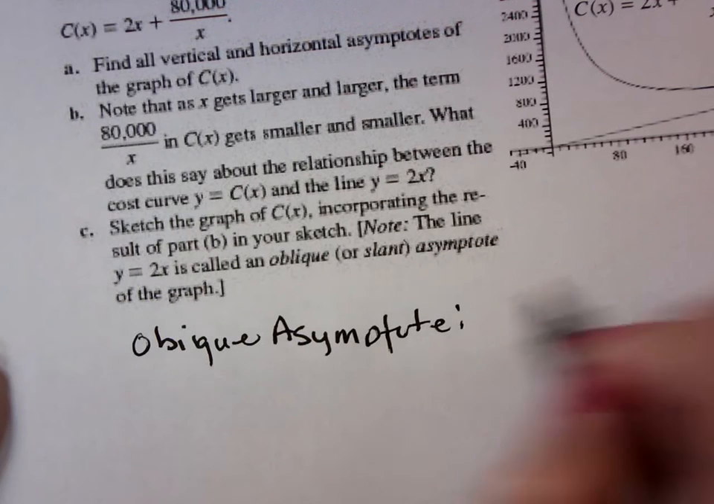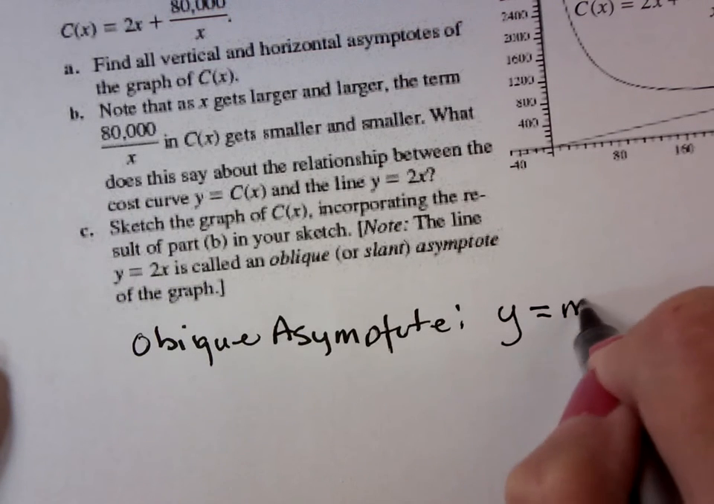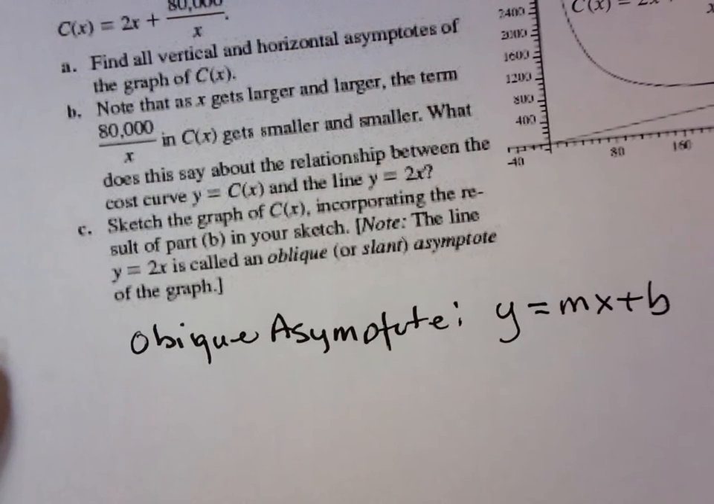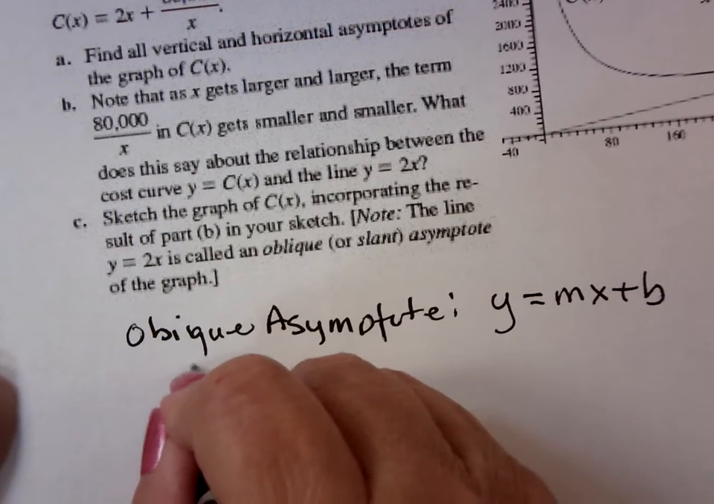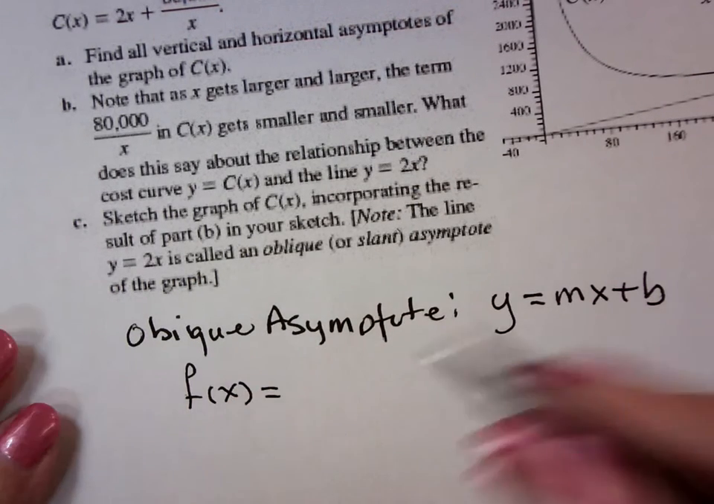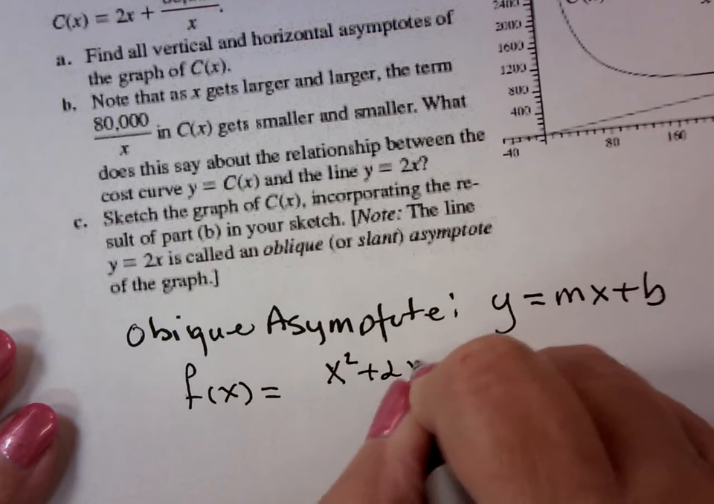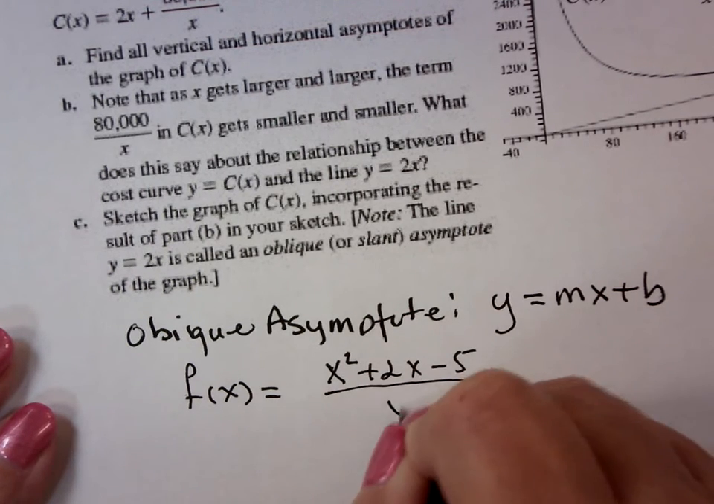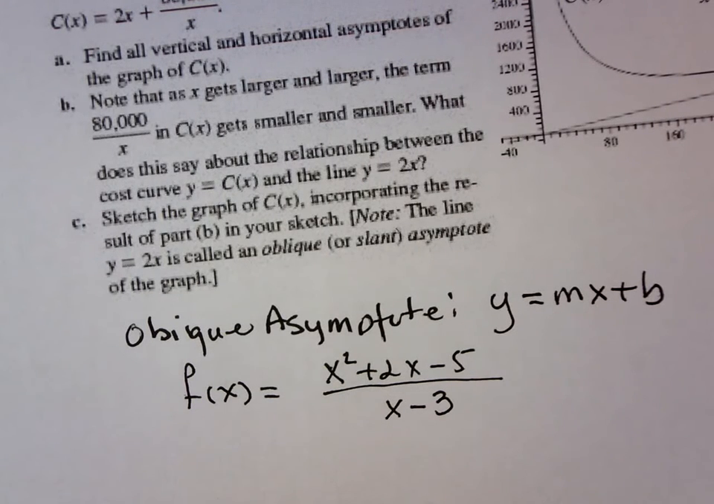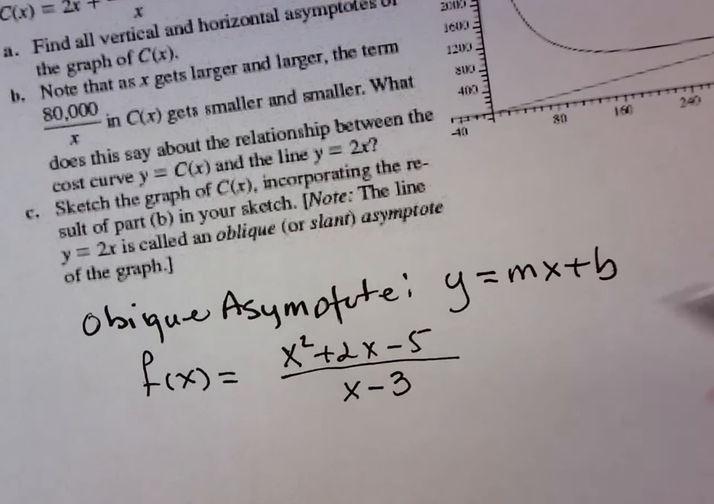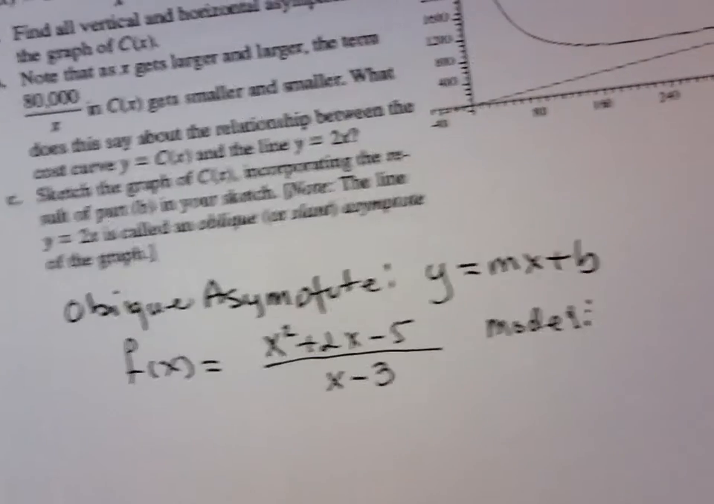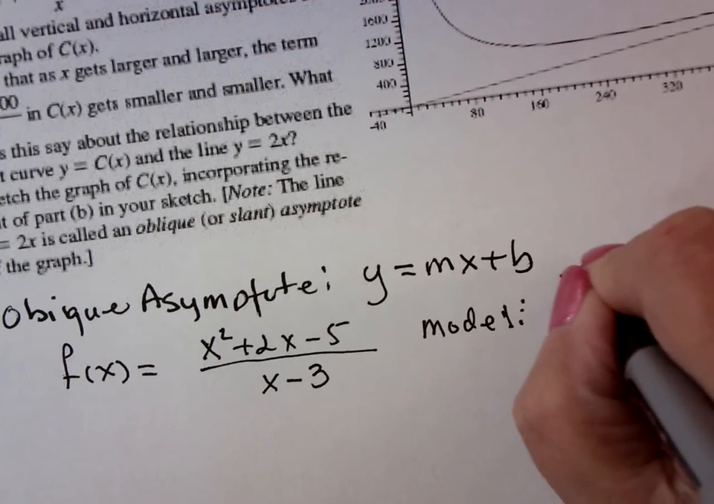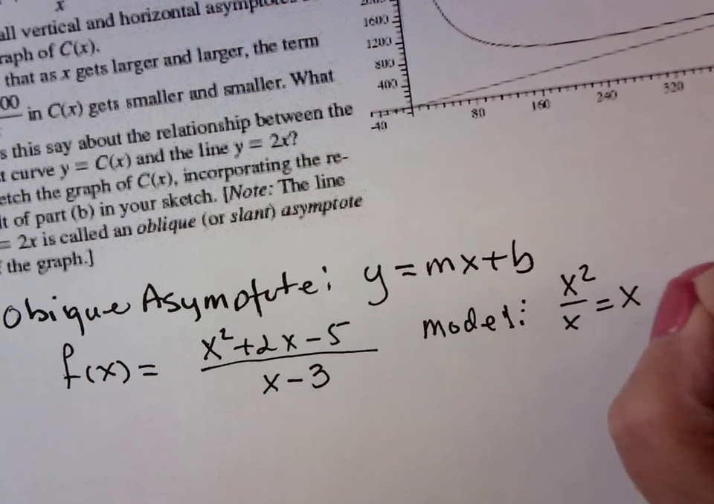Now, an oblique asymptote is of the form y equals mx plus b. It is a degree 1. It is a line. An example would be f of x is equal to x squared plus 2x minus 5 divided by x minus 3. This guy has an oblique asymptote. And you'd say, why is that? Because if you look at the model, because we always go after the model when we go after the asymptote, the model is x squared over x, which is x. It's degree 1.